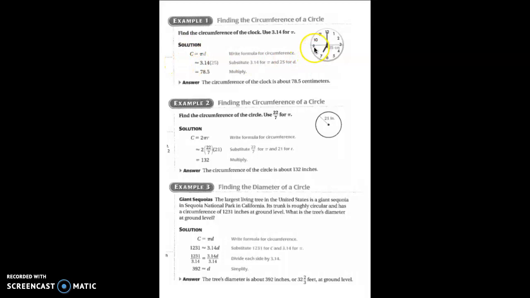So what does that mean? In words, it means that the distance from the 9 all around the circle to the 9 again is 78.5 centimeters. Example 2 shows that if you use 22 divided by 7, which is an approximation of pi, it will still give you about the same answer. But I tend to use 3.14. To be honest, I've never used 22 divided by 7, but it should give you approximately pi.